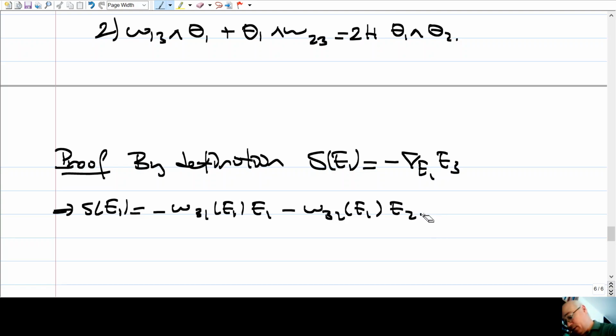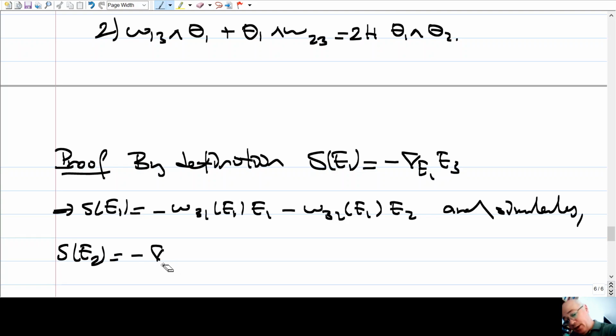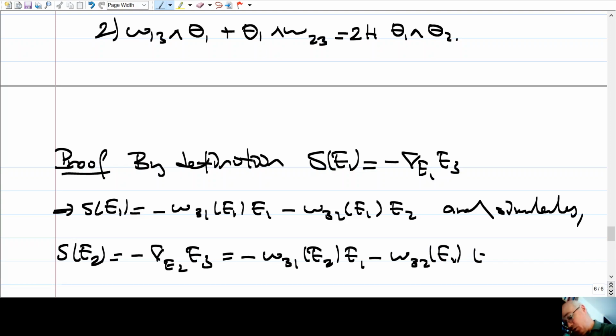And similarly, S of E2 is just minus the covariant derivative along E2 of E3, and this is just minus omega 3 1, no, sorry, omega 3 1 of E2 times E1 minus omega 3 2 of E2 times E2.